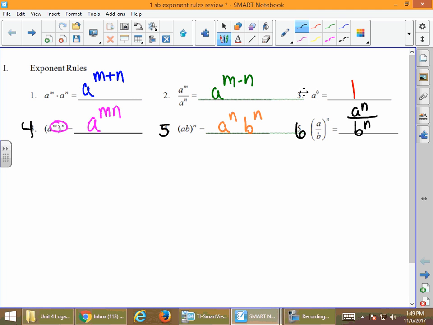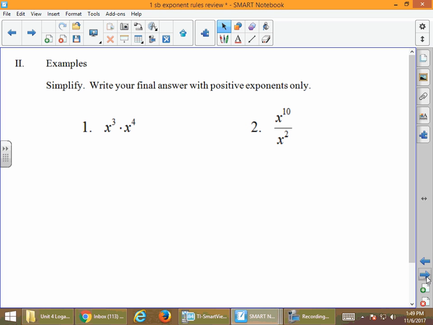So as we move into the examples here, I'm going to do probably about 5 of them, and then come back later and do some more if we have time. I want to get the basics at least, and I want to get through all of the rules. So the first one here, we're going to simplify, writing our final answer with positive exponents only. First one, x cubed times x to the 4th.